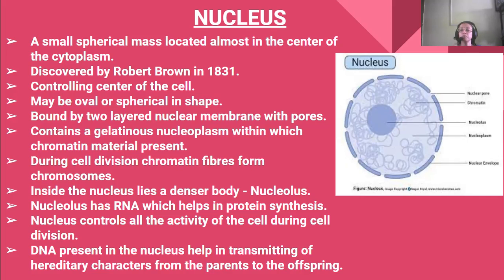Like, from the parents, one parent is black, another is white. So the child may become black or white or a merger of the two. So that is the hereditary character, or you can say the hair. The hair of the mother is thin, so the child gets thin hair. That means the hereditary character from the mother has been transmitted to the offspring, and the offspring has thin hair. That is the transmission of hereditary character from the parent to the offspring.